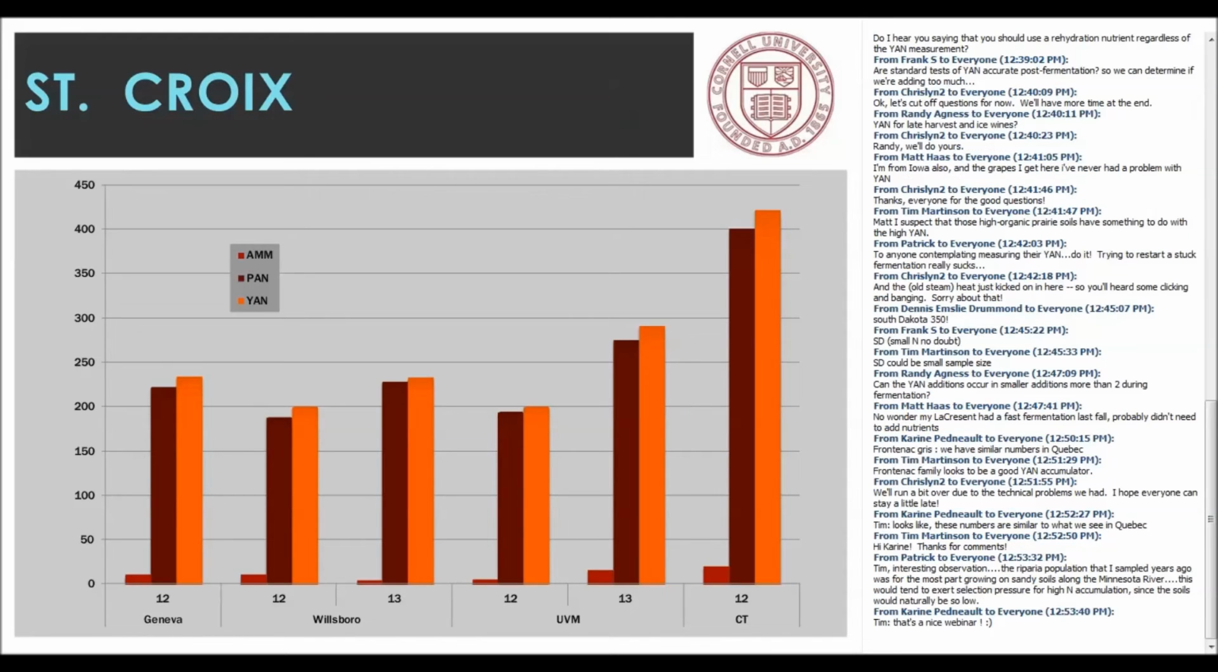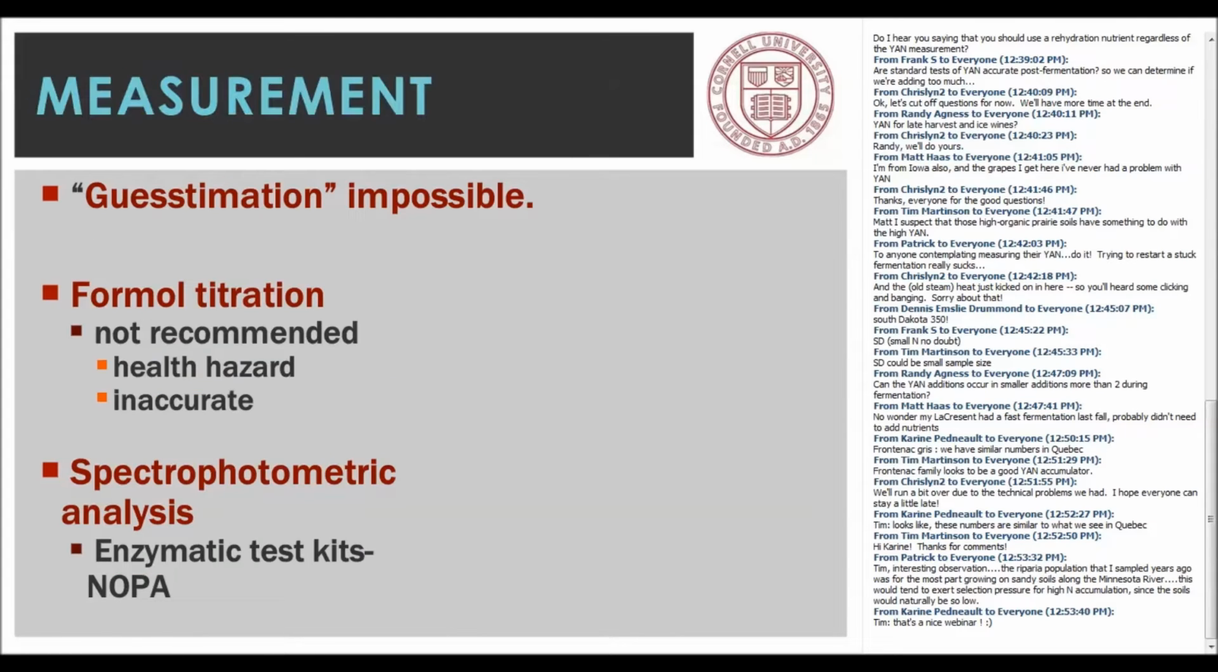And just because we had a lot of the data, and I know a lot of people still grow St. Croix in New York, we ranged from, again, along the bottom here, we have Geneva, Willsboro, Vermont, and Connecticut. Again, Connecticut seems to be a state that, at least on their side, has pretty high YAN, but you'll see that ammonia is still low in all of these. We're hitting most of that YAN with PAN, so we're not getting a lot of the simple nutrients there.